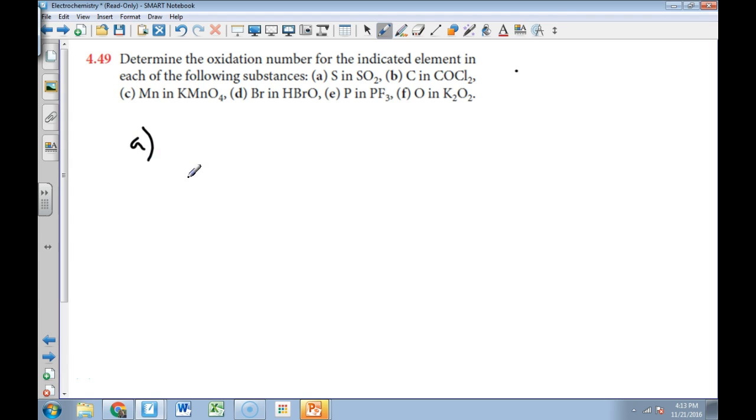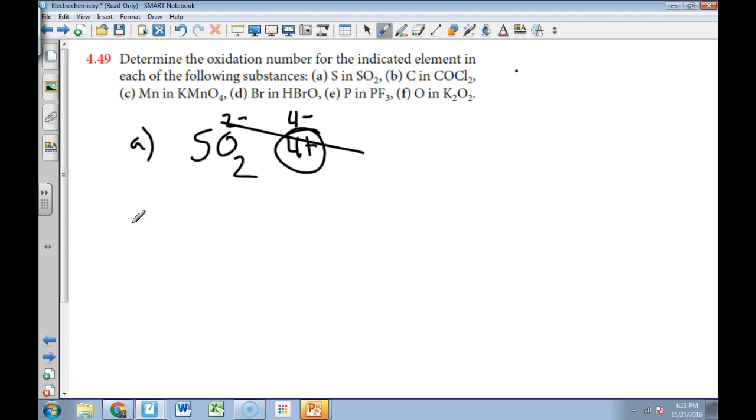So for part A, we have SO2. For sulfur and oxygen, oxygen is the one that we know. Oxygen is going to be 2- for the most part. It's not always, but 99% of the time, oxygen is going to be 2-. And this is a compound, so the total charge on the compound adds up to 0. So that means this is 4-, so that means sulfur is going to be a 4+.